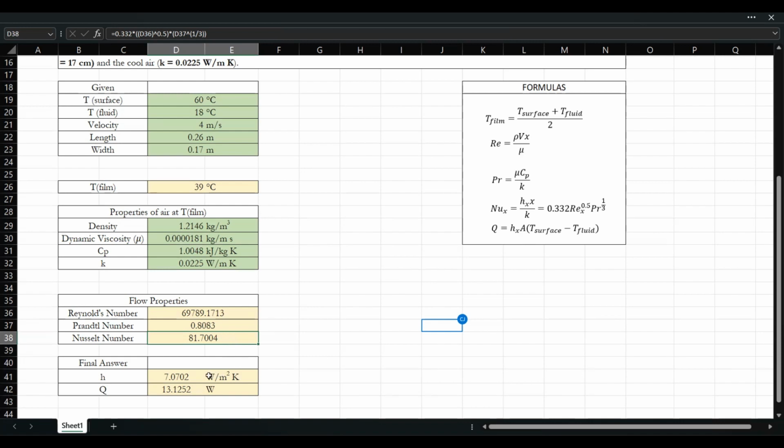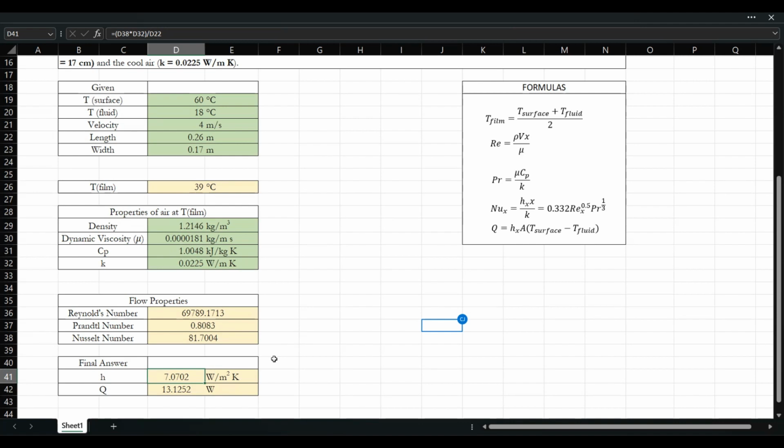And after obtaining all of the fluid properties, the Reynolds number, Prandtl number, which is used to obtain the Nusselt number, we can now use the correlation to obtain the convection coefficient. And as you can see, this is just the thermal conductivity times the Nusselt number all over the length. And this results in a value of 7.0702 watts per meter squared per Kelvin.